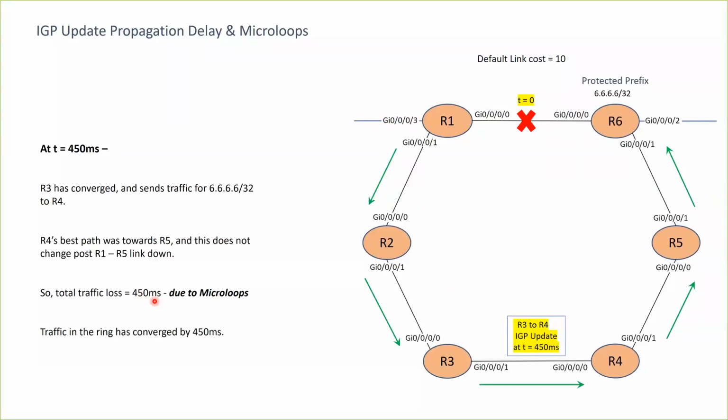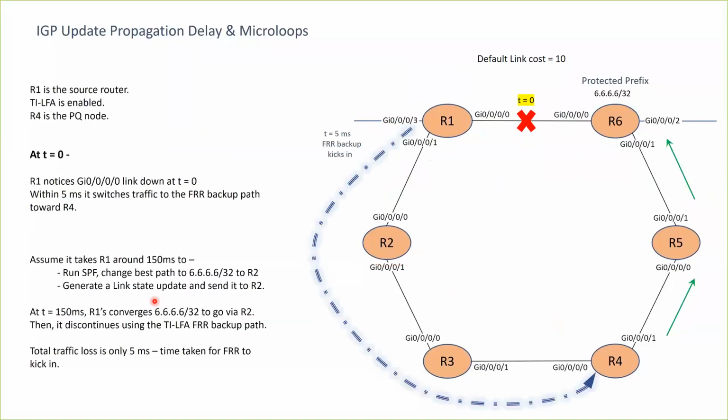Which in this case turns out to be R2 only, but my label stack is different. The FRR label stack is 2 labels, but my normal best path label stack will be only 1. Will it switch from the 2 label path to the 1 label path? Yeah, it will. Once R1 converges, it will not use 2 labels anymore. It's not using the FRR path after that 150 milliseconds. This is how it works.